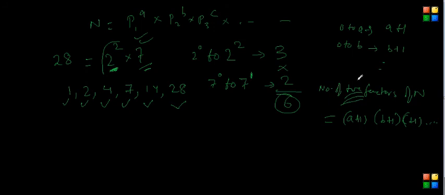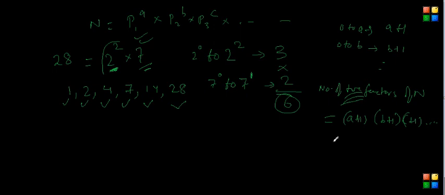Positive. Why positive? Many people tend to confuse or misunderstand and write this formula for the number of factors of n, which is wrong. It should be positive factors, because the number of factors here would be just twice of this. We have only considered the positive factors of 28. If we are also to consider the negative factors of 28, even minus 1 is a factor of 28, even minus 4 is a factor of 28, even minus 7 is a factor of 28, but we are not taking that into account.